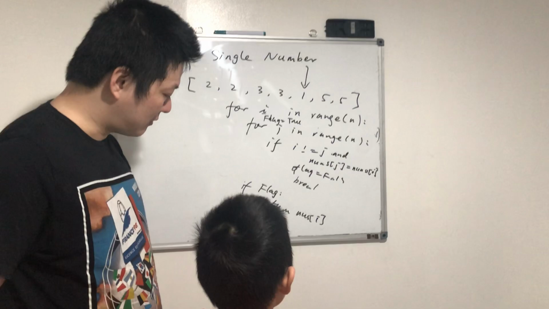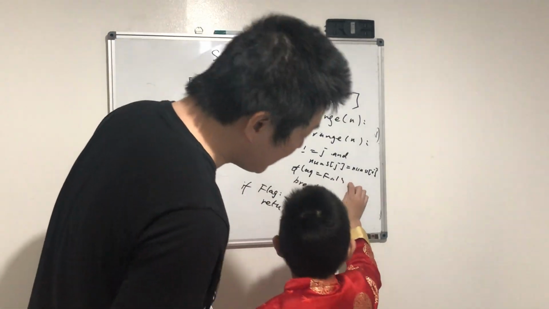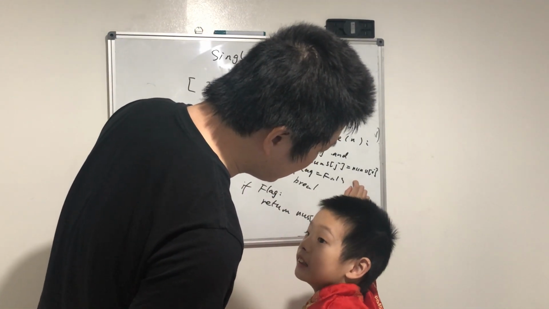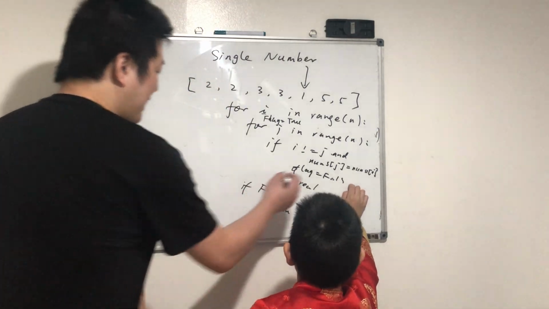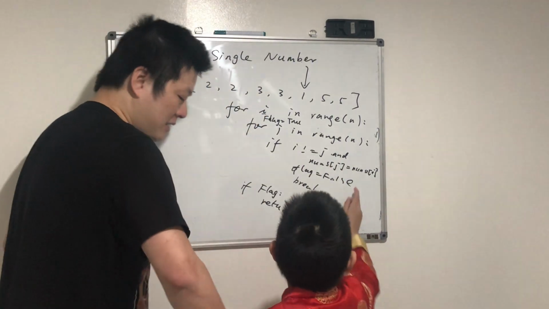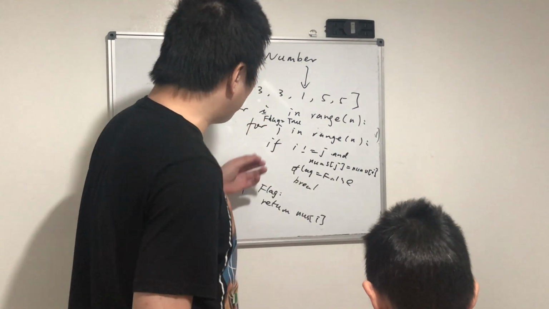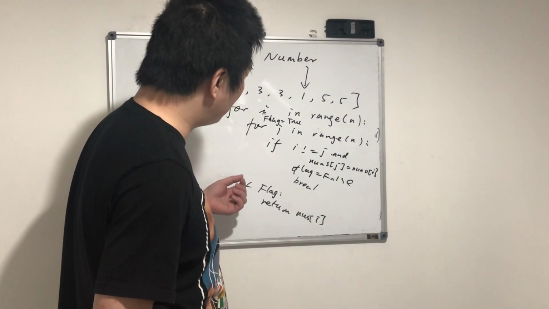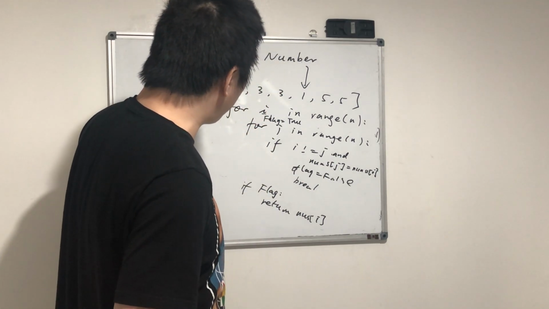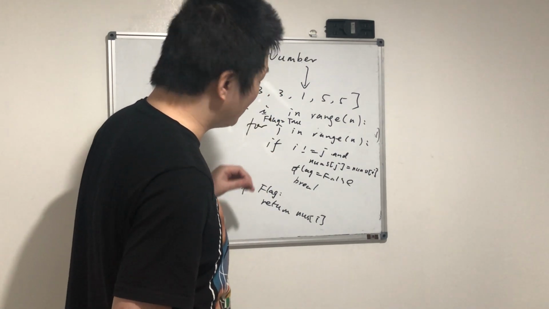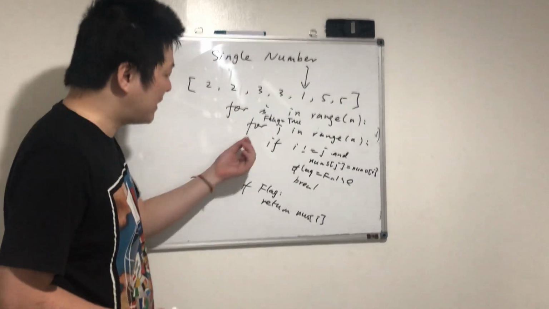What happens if there's no single number? Good question. What happens if there are no single numbers? But at this point, I mean that there will be a single number. So this is the requirement, okay? This is the given, okay?